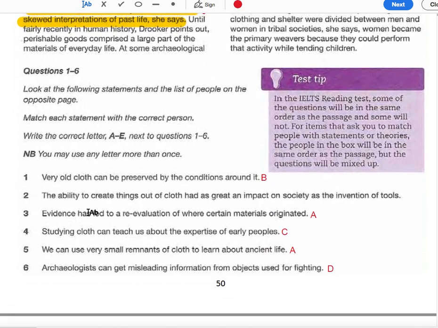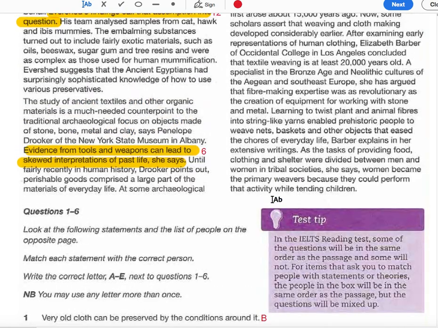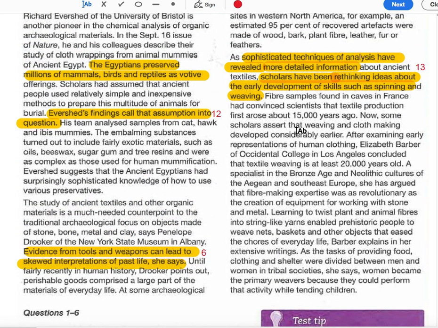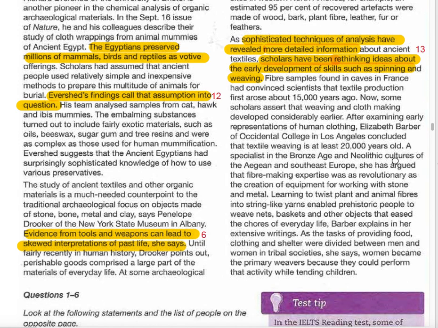So we have just one more right here: the ability to create things out of cloth had a great impact. So let's look. Weaving in cloth. So it's very old, say at least 20,000 years old. Wow, that's amazing. Okay. I see here, look what it says. So we are looking at the researcher Barber. Okay. A specialist. It says she is a specialist in the Bronze Age and Neolithic cultures.